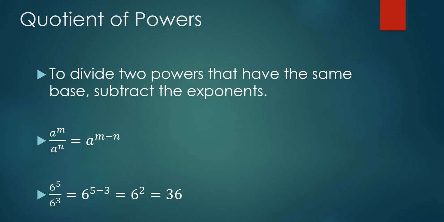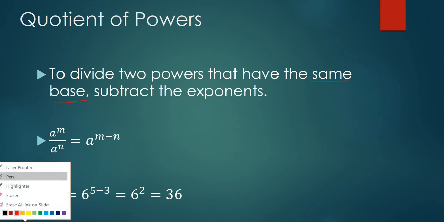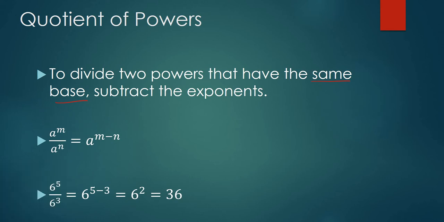To divide two powers that have the same base, and again, having the same base is critical here, subtract the exponents. When we multiplied, we added the powers. Now we're subtracting the powers. a to the m over a to the n is a to the m minus n. Looked at this way, 6 to the 5th over 6 to the 3rd, 5 minus 3 is 2, and we know that 6 squared is 36.